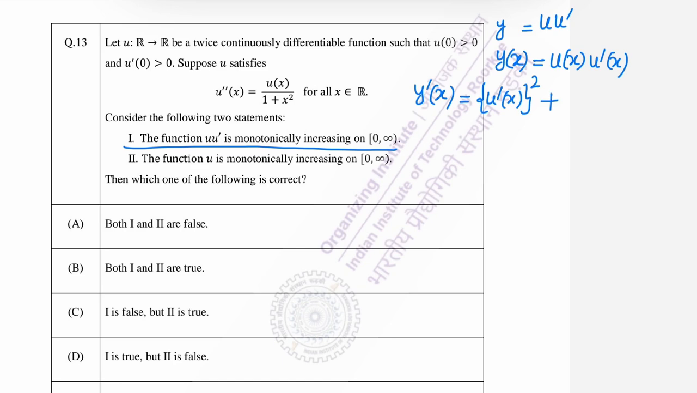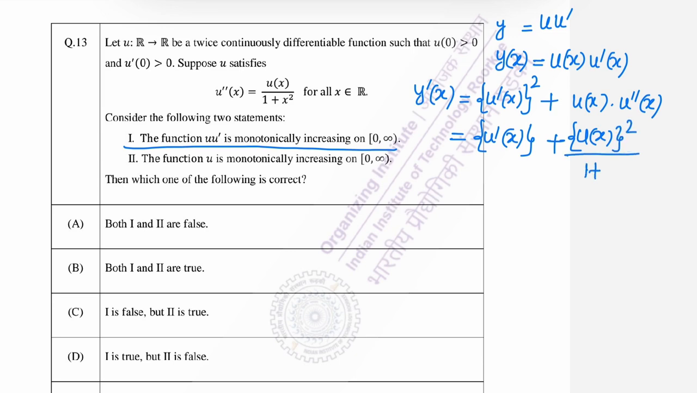plus u(x) into u double dash x, and in the place of this u double dash x I will put this thing. Okay, so see what happens next. U dash x, and here then will be (u(x)) whole square by 1 plus x square. Okay, I repeat again, I have placed for this value the one given in the question.